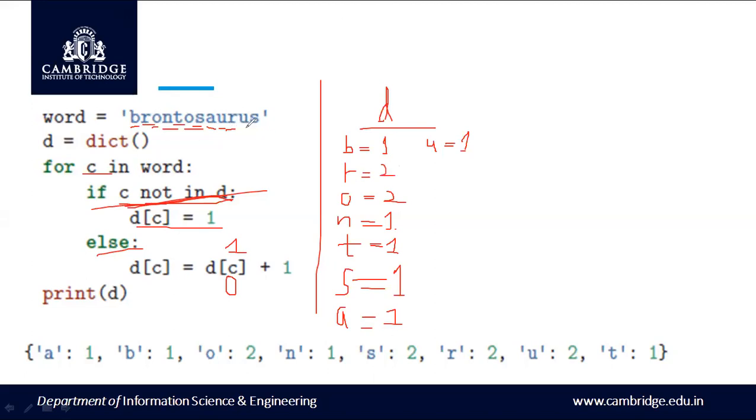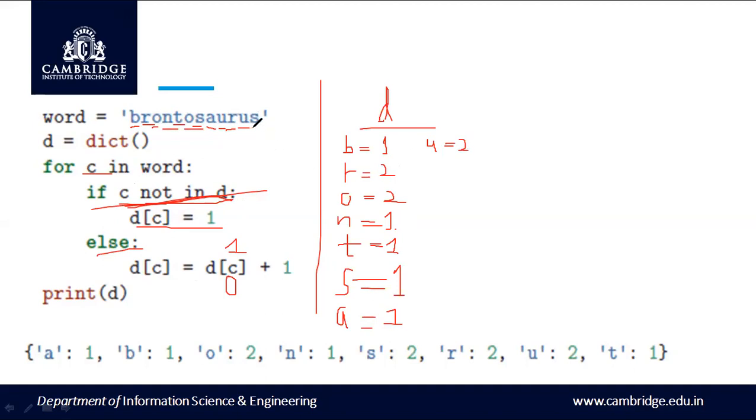Next, again, the character U is traversed. So U is also present in the dictionary. So this if statement becomes false, it comes to the else part. So the previous value of U was 1. So it will be incremented by 1. So now U also has the value 2.